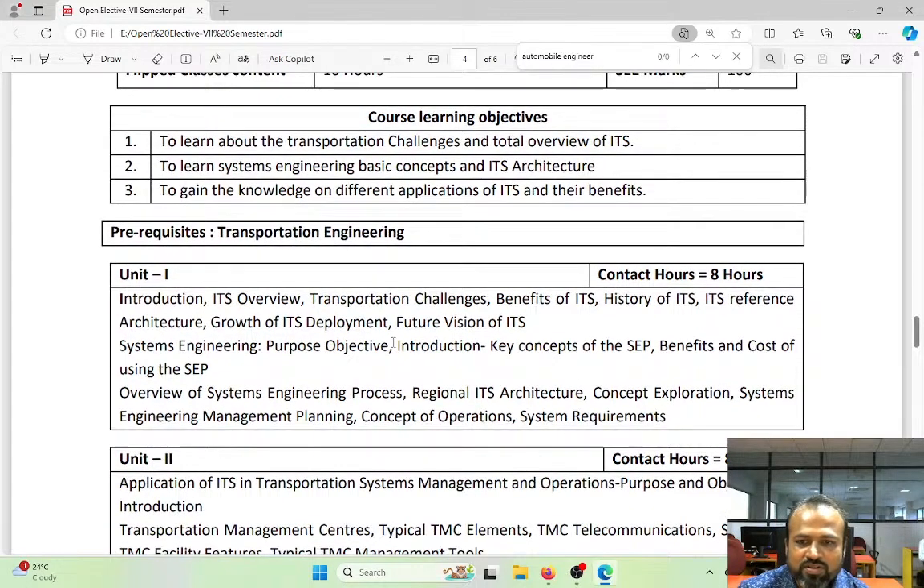So there are 5 modules in the syllabus. The first module talks about the introduction, the ITS overview. ITS stands for Intelligent Transport System. What are the challenges, the benefits, and next we are going to system engineering. Obviously we have to build an engineering system with the proper objectives and the concepts of the system engineering process, and then the benefits and overview of the system engineering process. What is the architecture, basic things we are going to discuss about this.